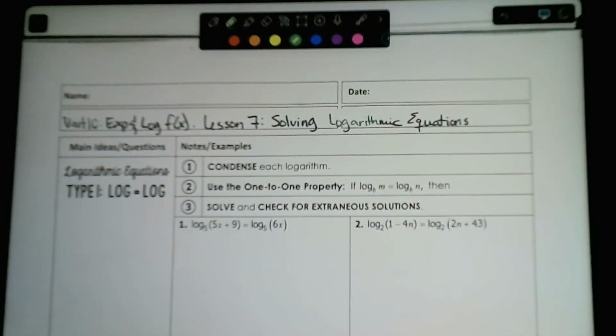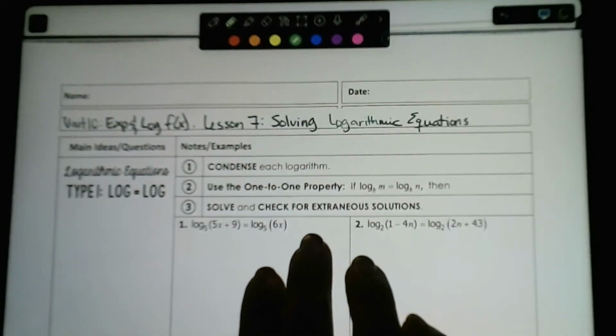And now we can use this to solve equations. So we've learned all these tricks and now we're going to actually do stuff with it. Hi guys, you with me? Okay.